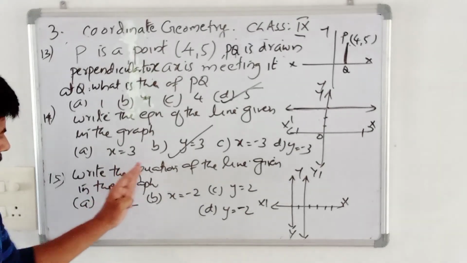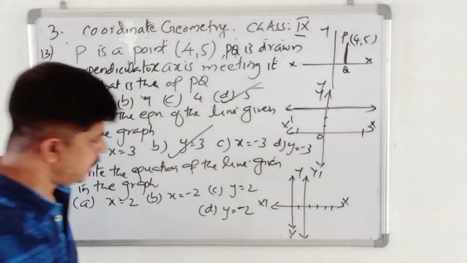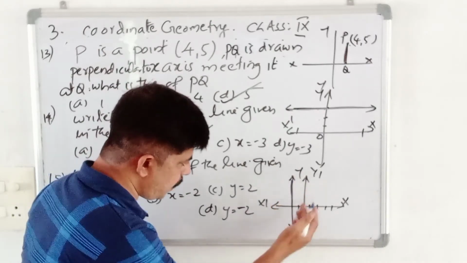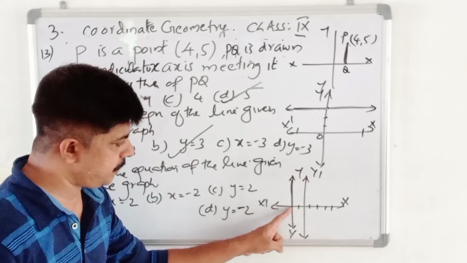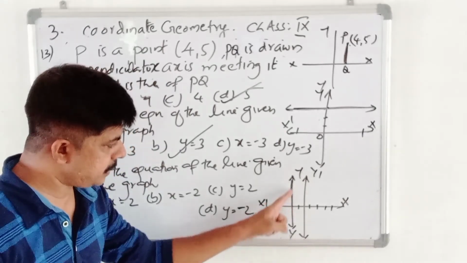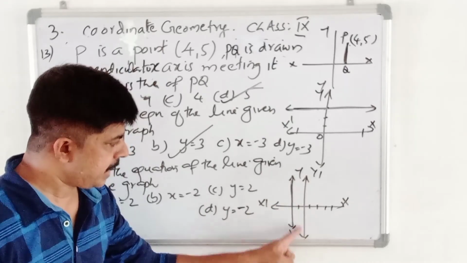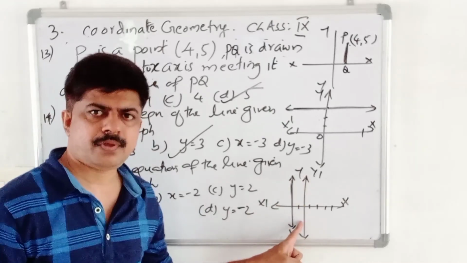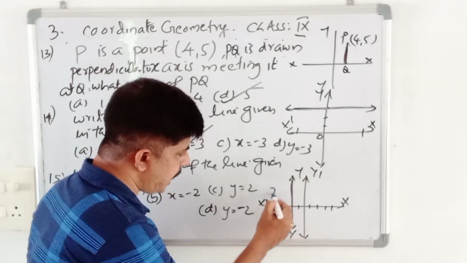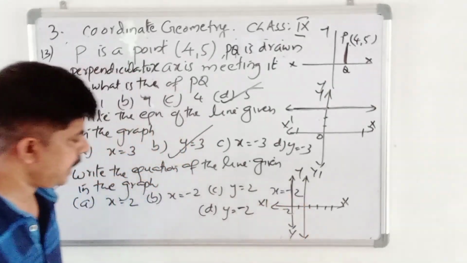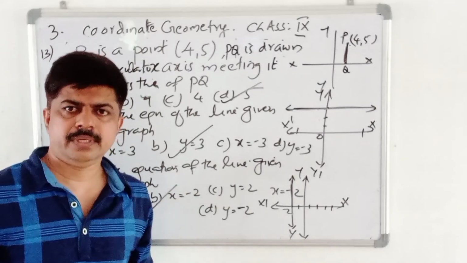Now next one, write the equation of the line given in the graph. Here another graph is given. There is a line here on the left side of the y-axis. Definitely the x coordinate will be negative here. This is passing through negative 2. Therefore this is parallel to the y-axis. Lines parallel to the y-axis are of the form x equal to a. Since it is negative 2, this line is x equal to negative 2. Therefore our answer is option B, x equal to negative 2.